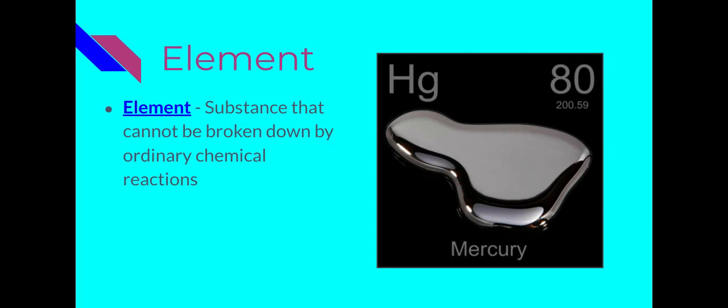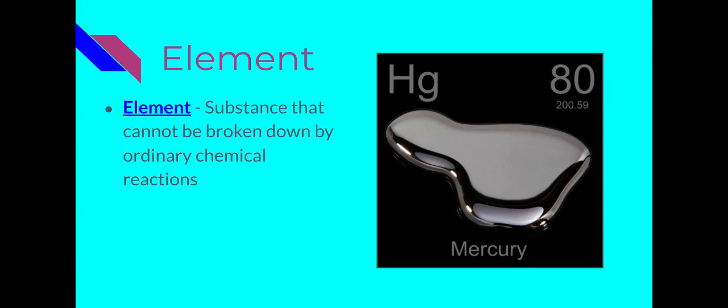Okay, moving on to something different. We're going to talk about elements very briefly. Elements are substances that cannot be broken down by ordinary chemical reactions. We have a periodic table that has all of the different elements known. There's 118. 92 of those elements are naturally occurring. Uranium is the largest one. Anything above that has been man-made. And there are up to 118 elements now that have all been officially named.